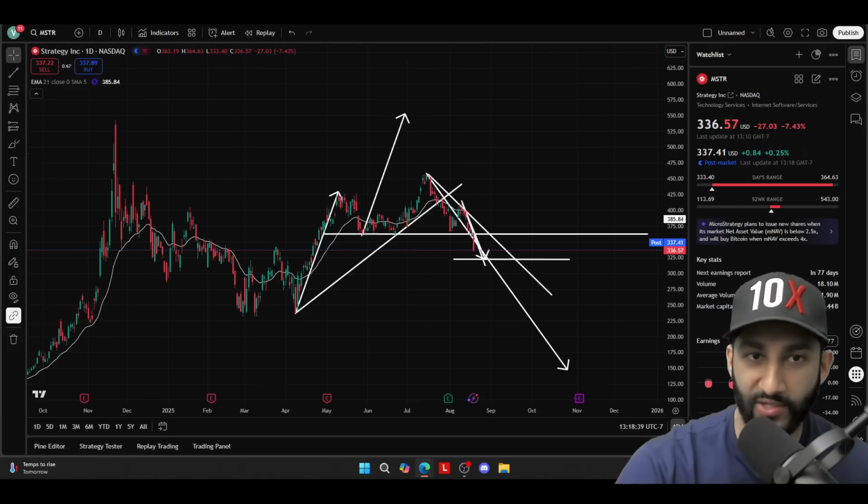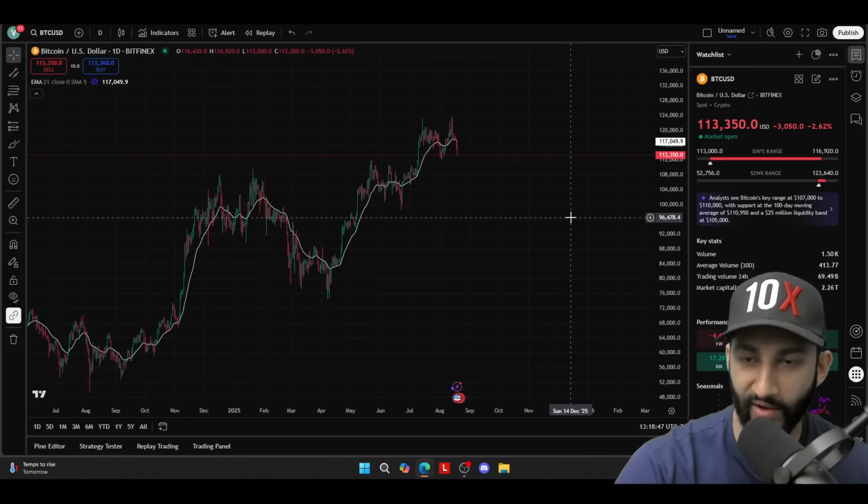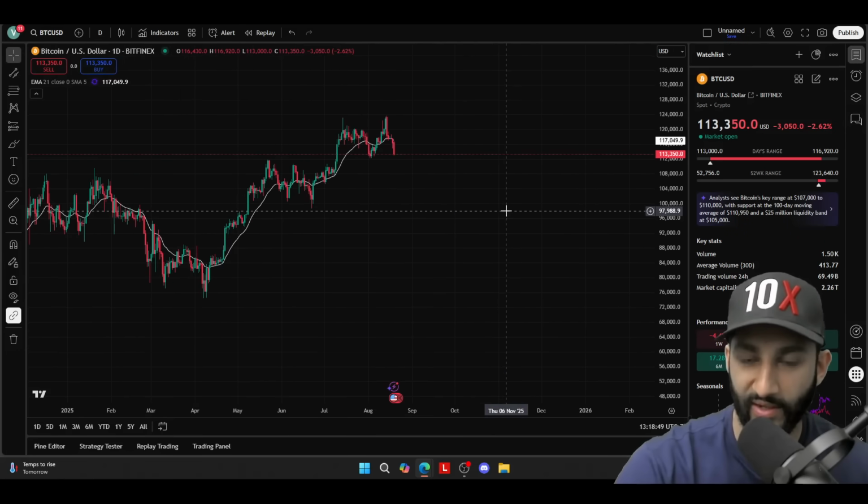Me personally, MSTR does look a little toppy, meaning we probably have seen the top, unfortunately. But Bitcoin, there's probably still another leg left in this trend. So we'll see what happens for Bitcoin.